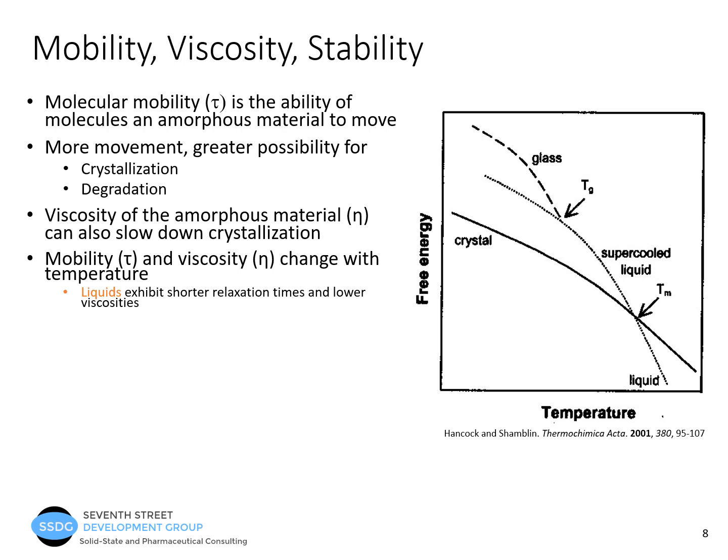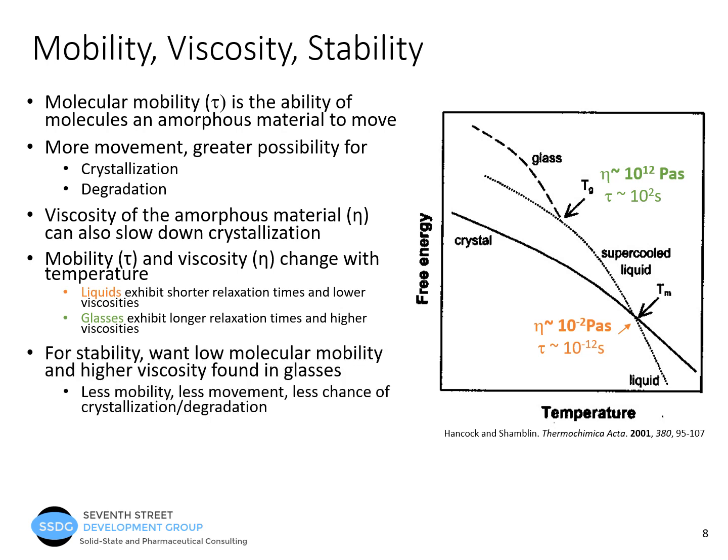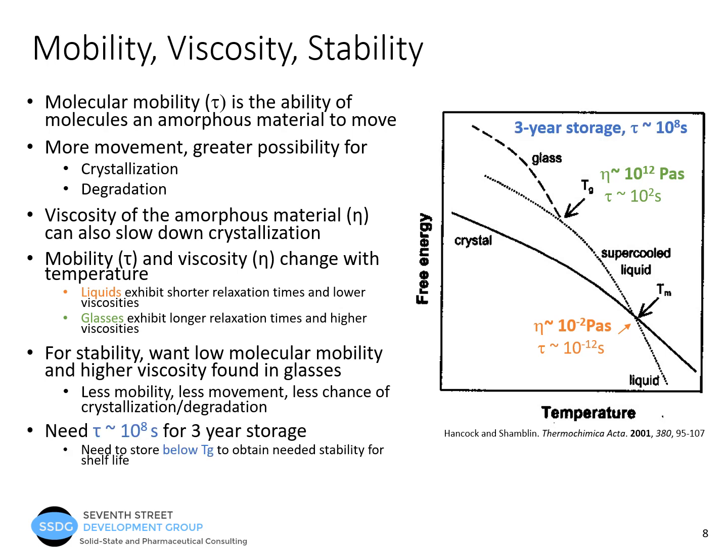Liquids exhibit short relaxation times and lower viscosities, and glasses exhibit longer relaxation times and higher viscosities when they're at lower temperatures. So for stability, we want the low molecular mobility and higher viscosity that's found in the glasses. And again, because we're working at room temperature, we need to measure these at the temperature that we're going to be using them at. So we get less mobility, less movement, less chance of crystallization and degradation, depending on what our mobility and our viscosity numbers are.